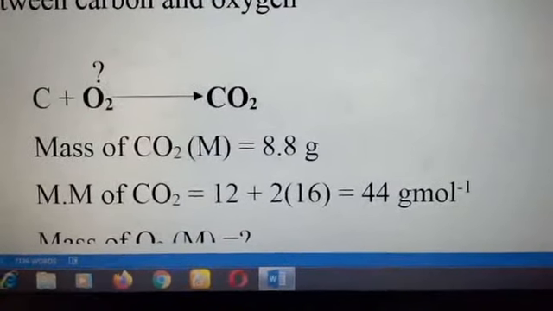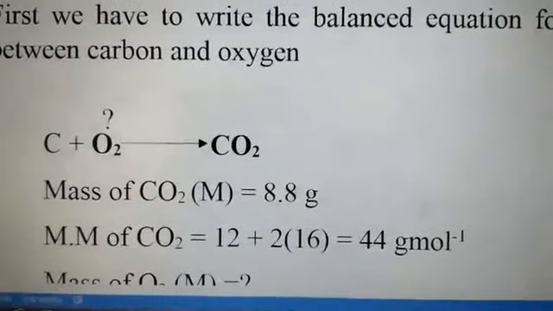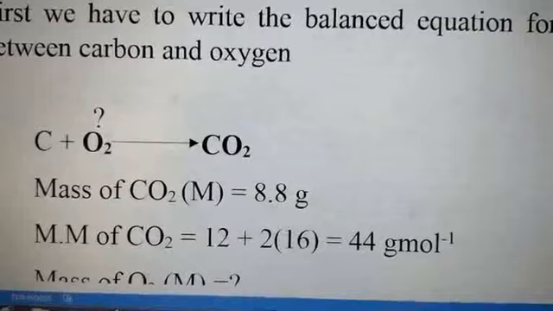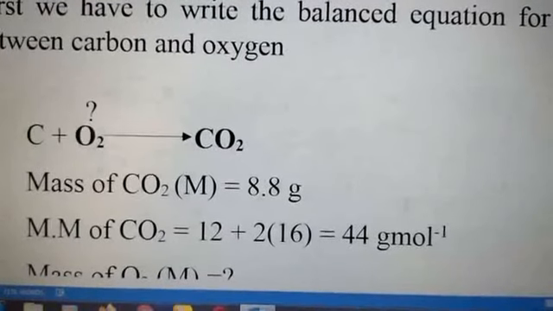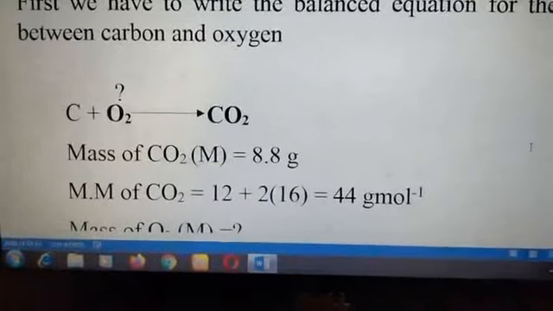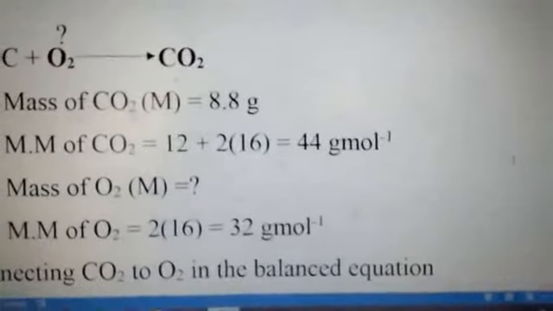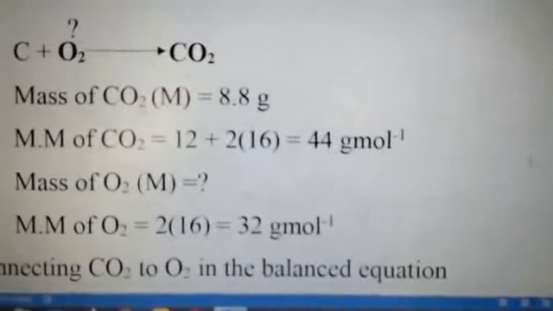Look at it, the mass of CO2 was given to us as 8.8 grams. The mass is known. Then oxygen is a question mark because it's unknown. We're looking for the volume of oxygen gas required. So we're getting the mass of CO2 in the equation. We'll find the molar mass of CO2 by adding the atomic mass of carbon 12 to oxygen 16.